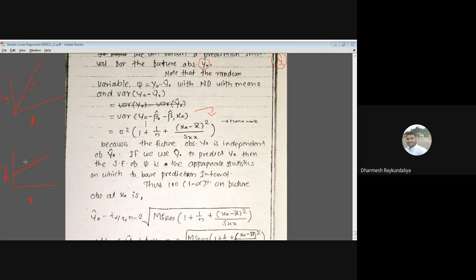So how will you estimate the parameters beta 0, beta 1, and sigma square? By using the theory of least squares. So what is meant by least squares?